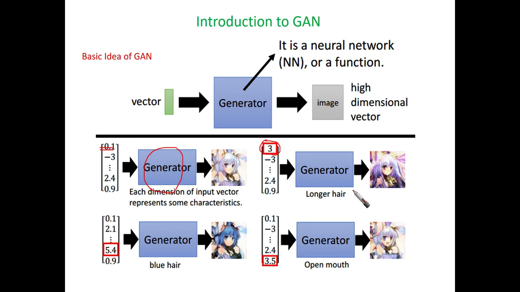So in this sense, we can say this dimension is responsible for providing longer or shorter hair, right? And maybe for this dimension, it was 2.4, but now it's 5.4, and if we change it, perhaps the output image will come up with blue hair. Or maybe if we change this dimension and give 3.5, the mouth will be open here. So this kind of thing we can see.